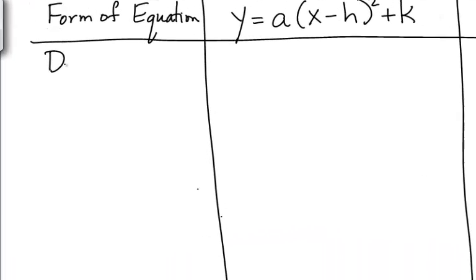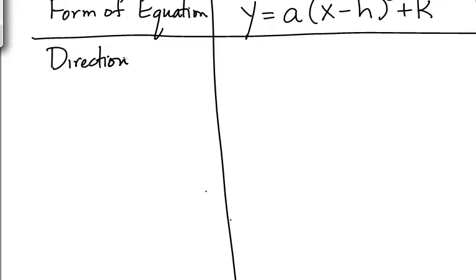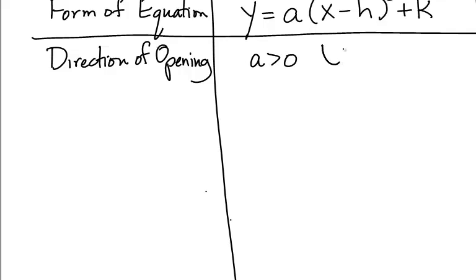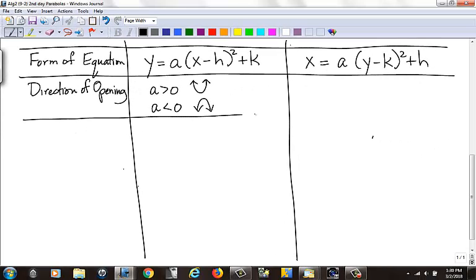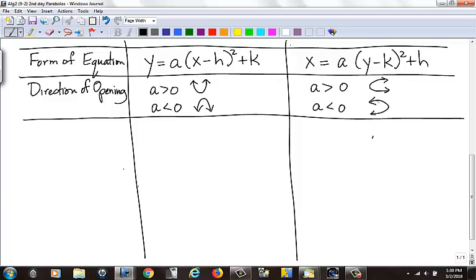The first thing with that form, you can get the direction of the opening by sight. If it's y to the first and an x squared, if a is greater than 0, it's going to open up, and we're just going to use the symbol open up. If a is less than 0, it's going to open down. If it's an x to the first and a y squared, if a is greater than 0, it's going to open to the right. If a is less than 0, it's going to open to the left. So if you had a negative a value, it's going to open to the left.